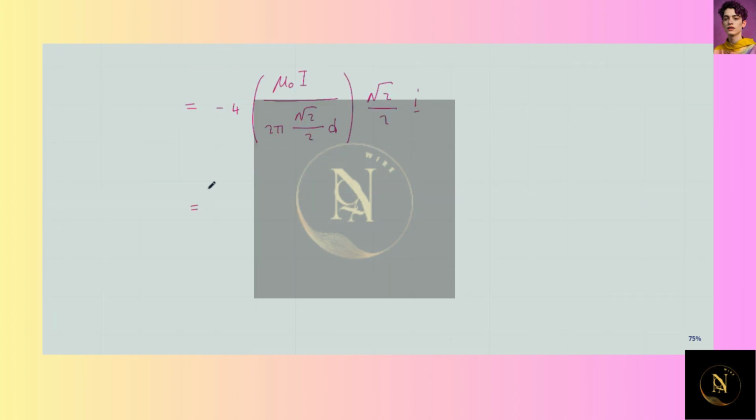And so we get the magnetic field at the center of the square to simplify to minus 2 times mu naught times the current strength I over pi times side length d along the unit vector i. And that's our magnetic field at the center of the square.